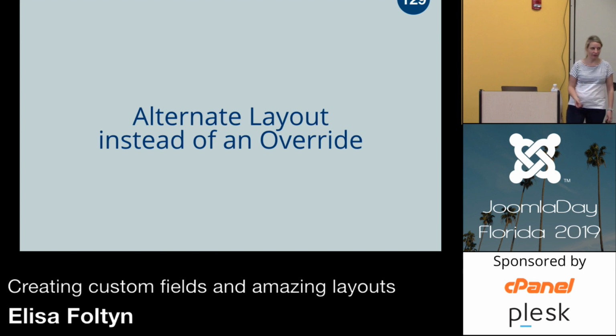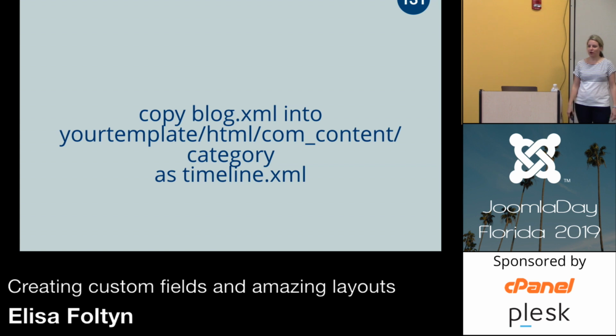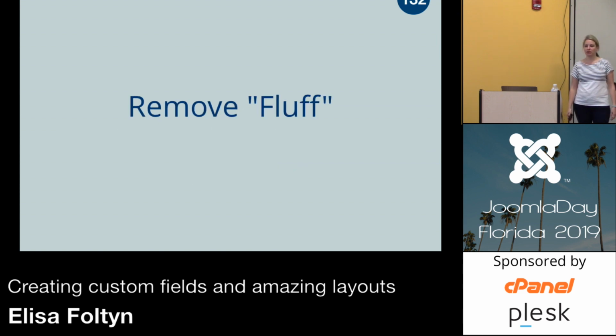So instead of creating an override, in this case it would maybe be an alternate layout. The difference between an alternate layout and an override is just the naming. With the override, you use the original name, and every view will be overridden by this new layout. So I cannot do anything on this website other than timetables. And to create the alternate layout, I rename blog.php to timeline.php, for example. And then I need to copy the blog XML file into my template and rename it to timeline, for example.